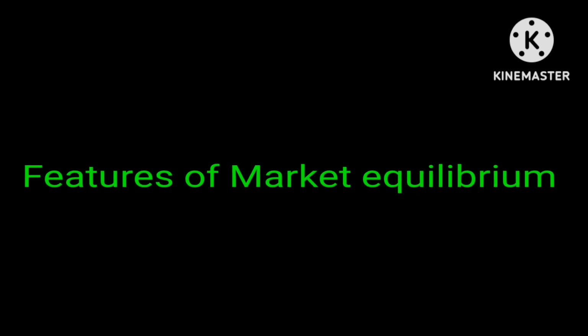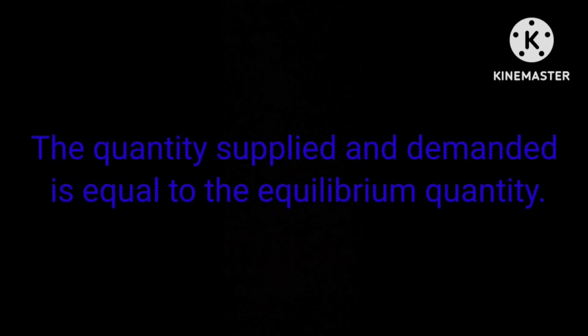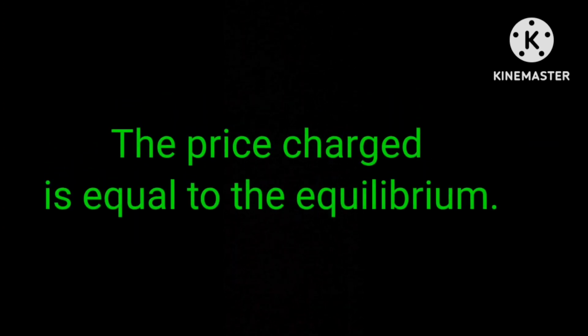Guys, let me just give you some hints on the features of market equilibrium. The features of market equilibrium mean the amount demanded by the customer is equal to the amount supplied by the seller, and the quantity supplied and demanded is equal to the equilibrium quantity. The price charged is equal to the equilibrium price.